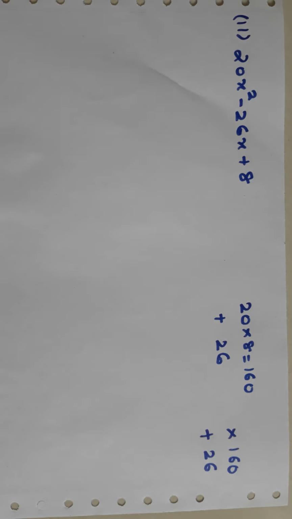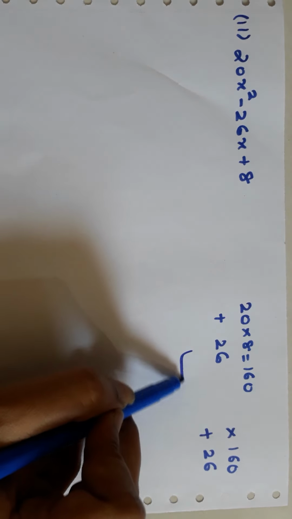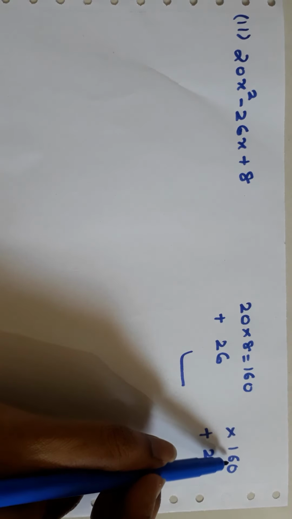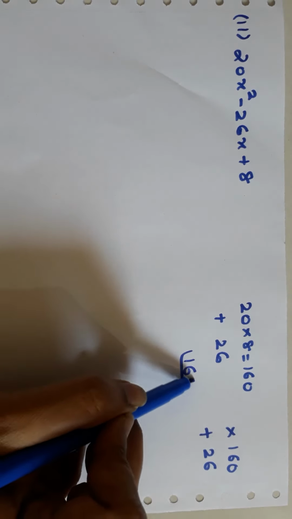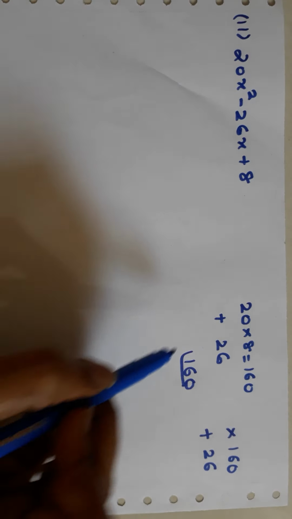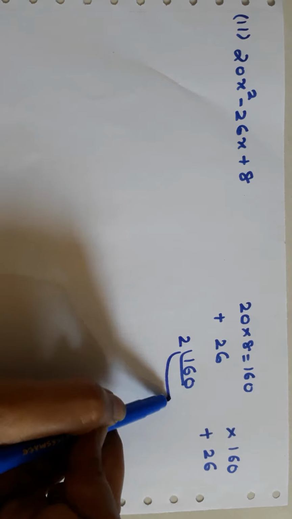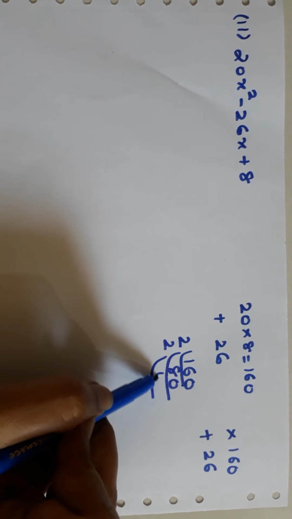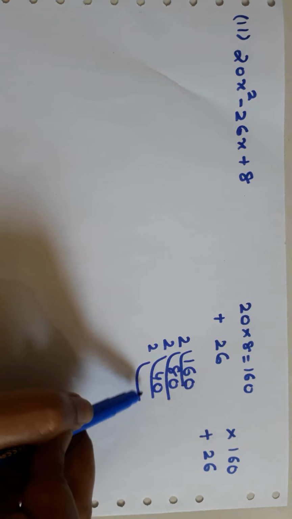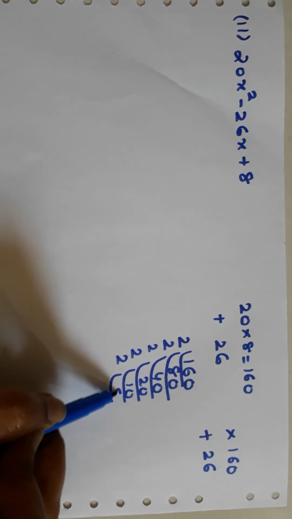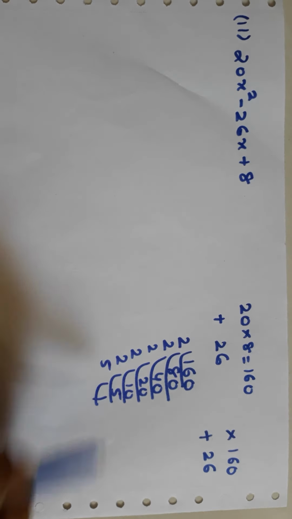So this also we cannot assume, so we will use prime factorization, and we will use prime factorization on 160, the product of the coefficient of the first term and the constant term. Start with 2, 80, 40, 20, 10, 5, 1.